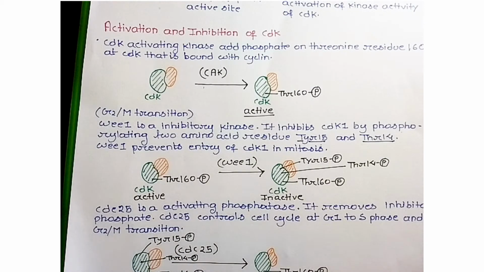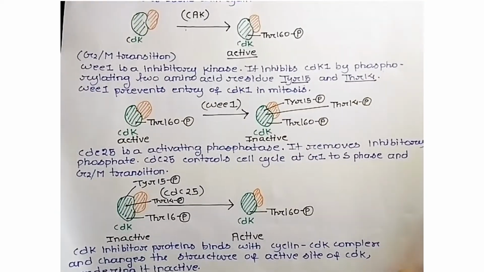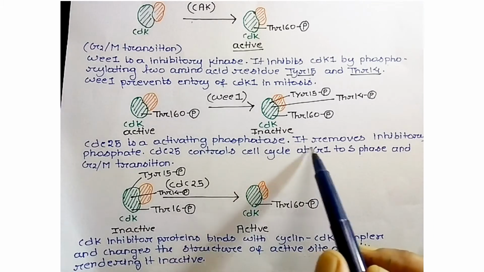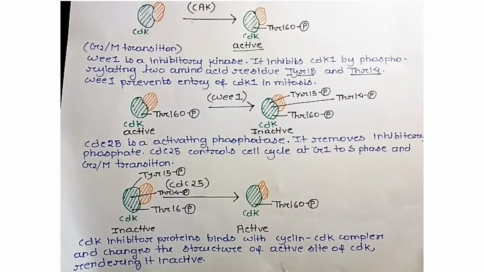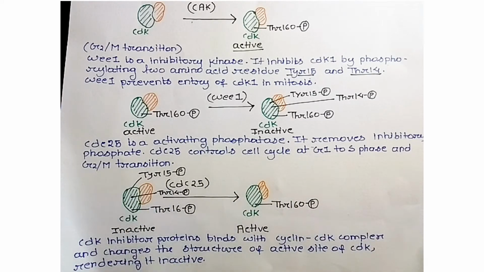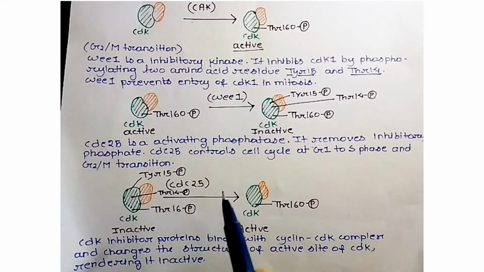Now CDC25. What is the role of CDC25? CDC25 is an activating phosphatase. It removes inhibitory phosphate. CDC25 controls the cell cycle at the G1/S phase and G2/M phase. So CDC25 is the activating phosphatase and it removes the inhibitory phosphate which is attached by Wee1, and it leads to activation of the cyclin CDK complex.